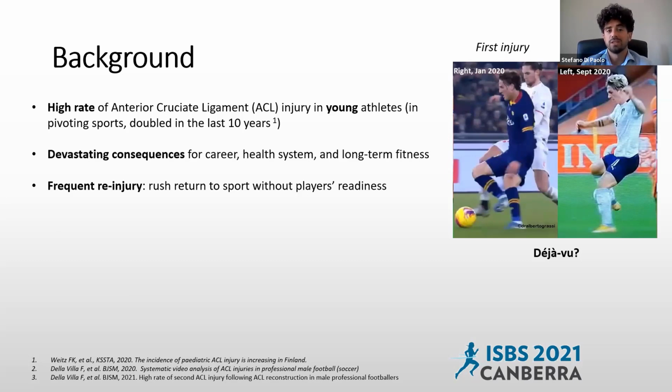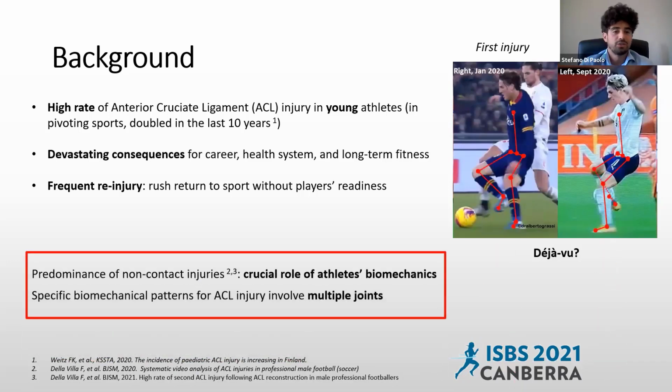Another important aspect is that we have frequent re-injuries, and this might be due to the rush to return to sport without player readiness for the post-injury conflict. As we can see in the picture on the right, we have an Italian national team player who had 2 injuries at the age of 20 within 8 months, basically.